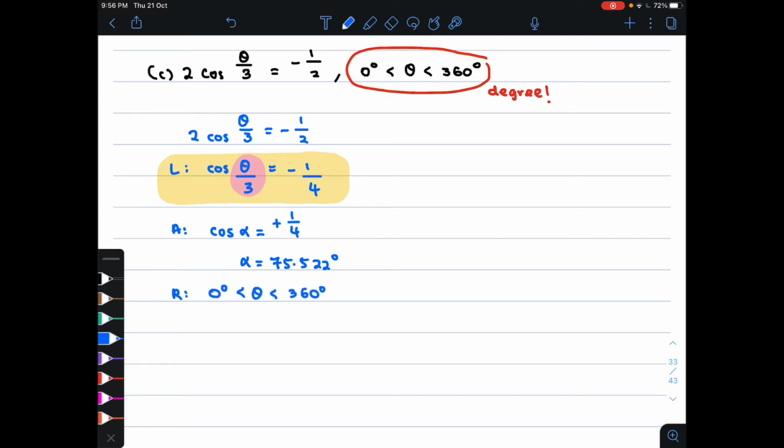It's already in degrees. Now let's look at our linear form. Theta should be divided by 3. So here is just theta. This means that you're going to divide everything by 3. And hence, we're just going to consider the answer within 0 degrees and 120 degrees.